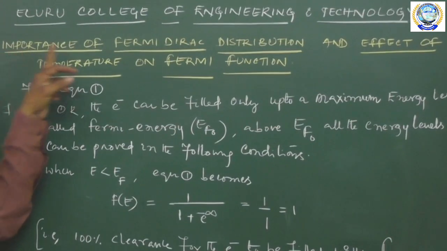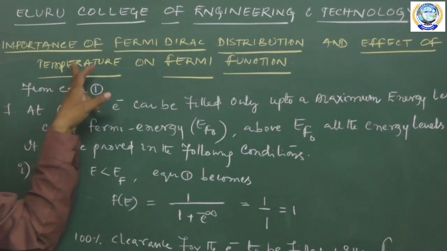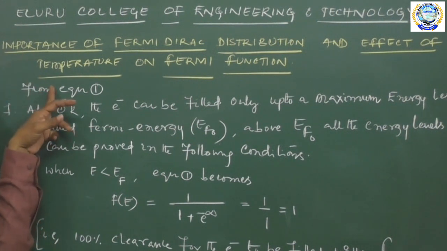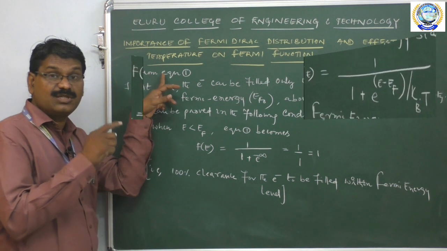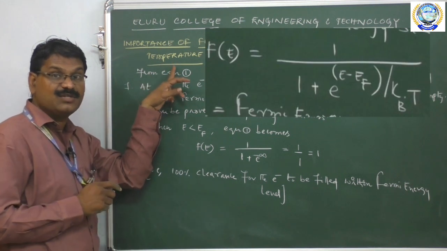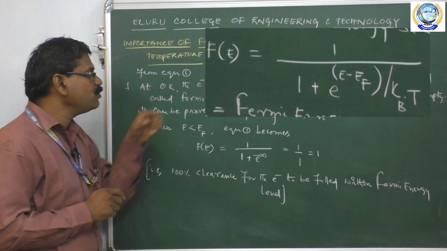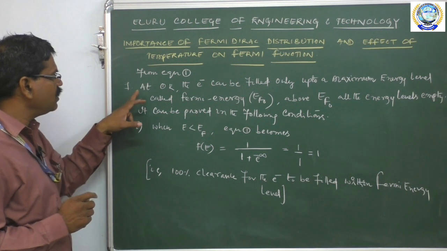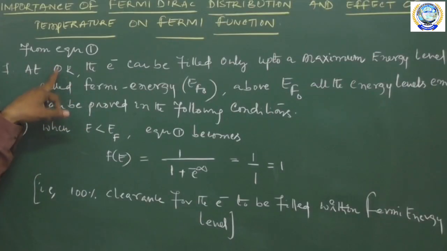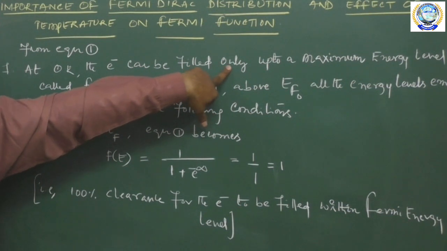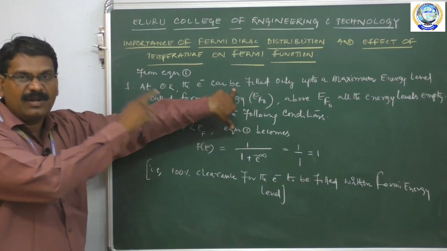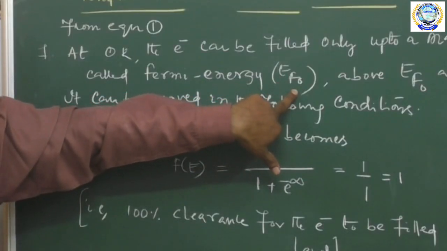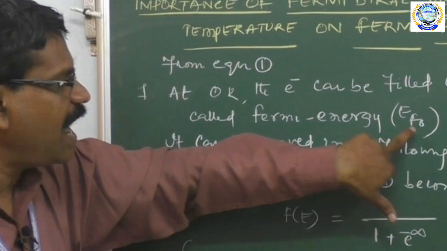If you see the importance of the Fermi-Dirac distribution and the effect of temperature on the Fermi function, as I told you, the first equation is f(E) equal to 1 by 1 plus e to the power of (E minus EF) by kB into T. From equation 1, the first observation is at 0 kelvin. At 0 kelvin, the electrons can be filled only up to a maximum energy level. What is that maximum energy level here? That maximum energy level is nothing but EF0, the Fermi energy at 0 kelvin.